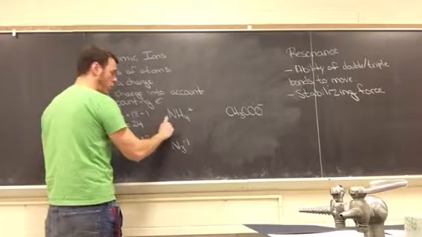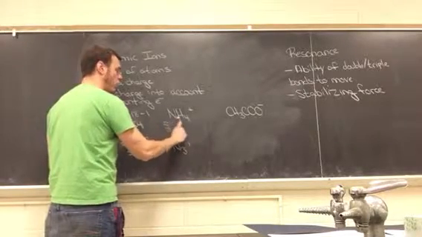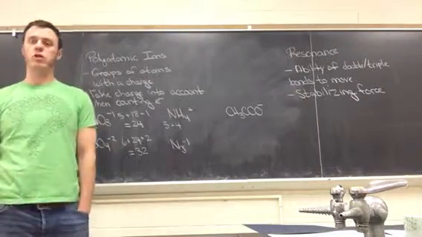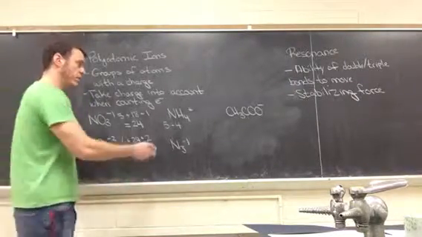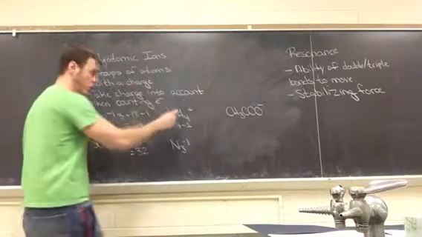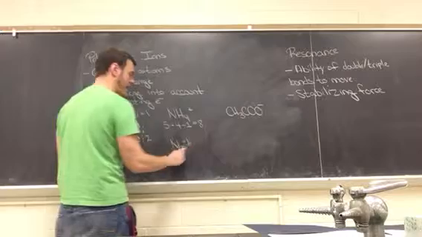So for ammonium, we get 5 from nitrogen, 4 from each hydrogen. But when something has a +1 charge, that means it's lost an electron. And so here, this compound has lost a single electron. So if we add this up, we get 8.